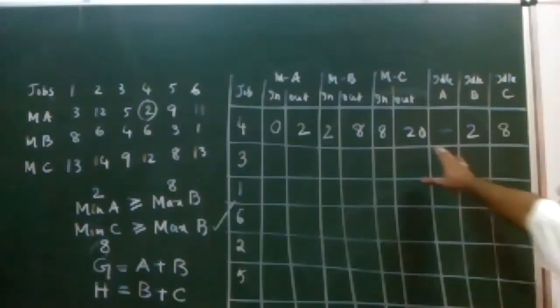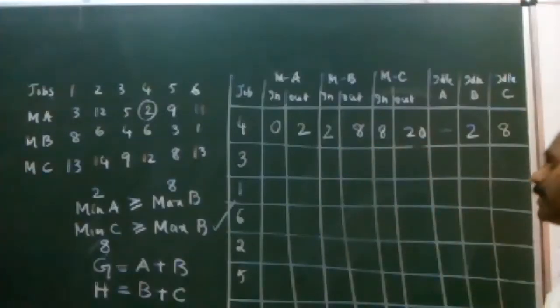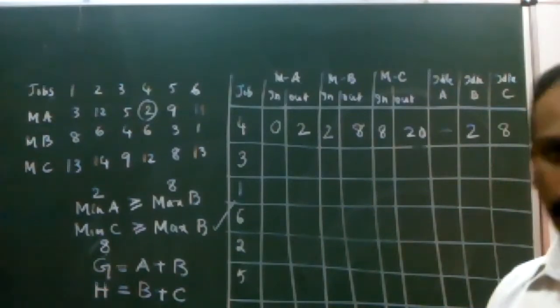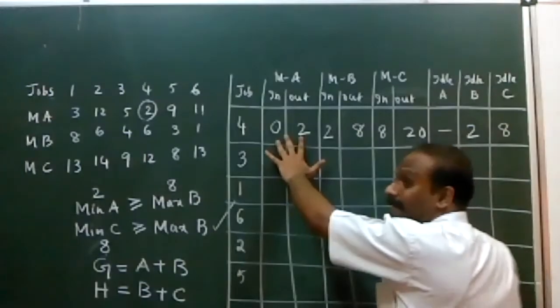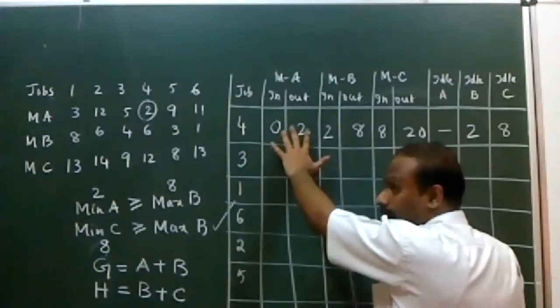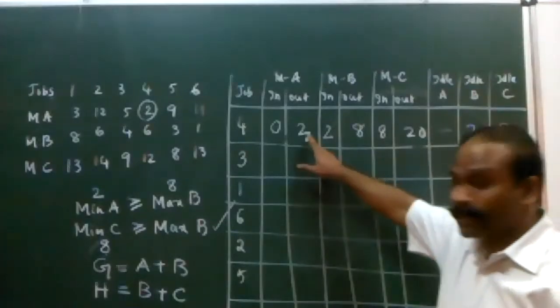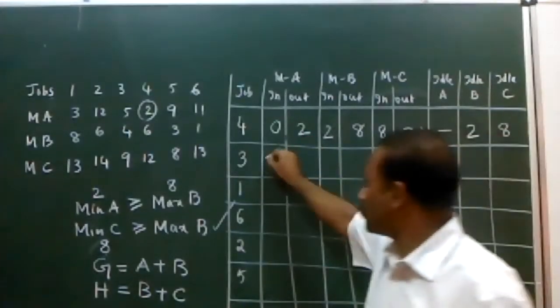So I think we have completed the first job, that is job number 4. Now we'll move on to job number 3. In job number 3, can you please tell me what time machine A should start the job? 2, sir. Why? Because machine A is completely independent. Machine A need not wait for B and C to complete. As soon as machine A has completed the previous job, it can take up the next job. Therefore, it starts at 2.